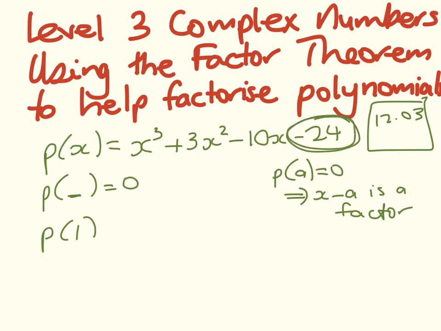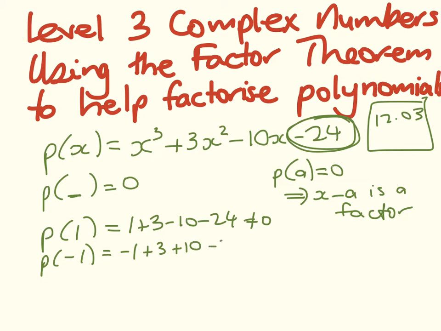We're thinking about all of the things that are whole number factors of 24, and sadly there are quite a lot of them. So we'll start with 1, and we get 1 plus 3 minus 10 minus 24, which doesn't equal 0, so x minus 1 is not a factor. P of negative 1 is negative 1 plus 3 plus 10, so it's not looking good, minus 24, that's not equal to 0. So I'm really hoping that 2 will work.